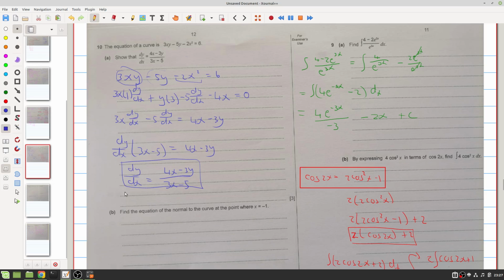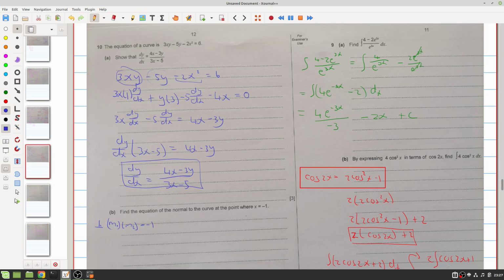Okay, so we need to find the gradient. What do we know about perpendicular lines and gradients? If lines are perpendicular, then the gradient of the one line times the gradient of the other line, that are perpendicular to each other, equals -1. So that's important in this case.